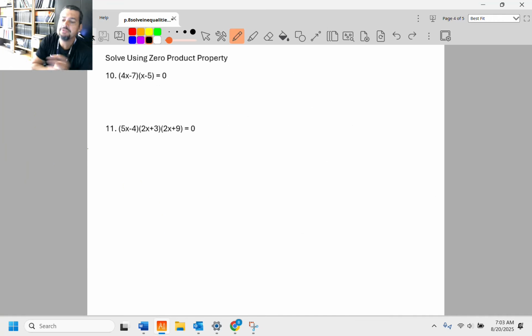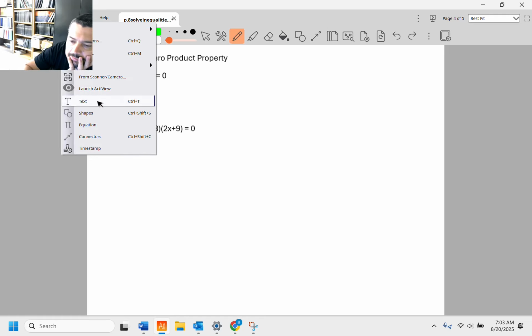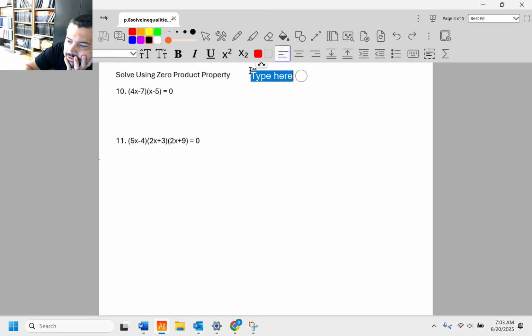All right, solving zeros using the zero product property. The zero product property, one of the most important properties in Algebra 2 that a lot of kids just refuse to accept. Like, you don't want it to be true. So the idea is if A times B is 0, then A equals 0 or B equals 0. Like, that's literally the zero product property.